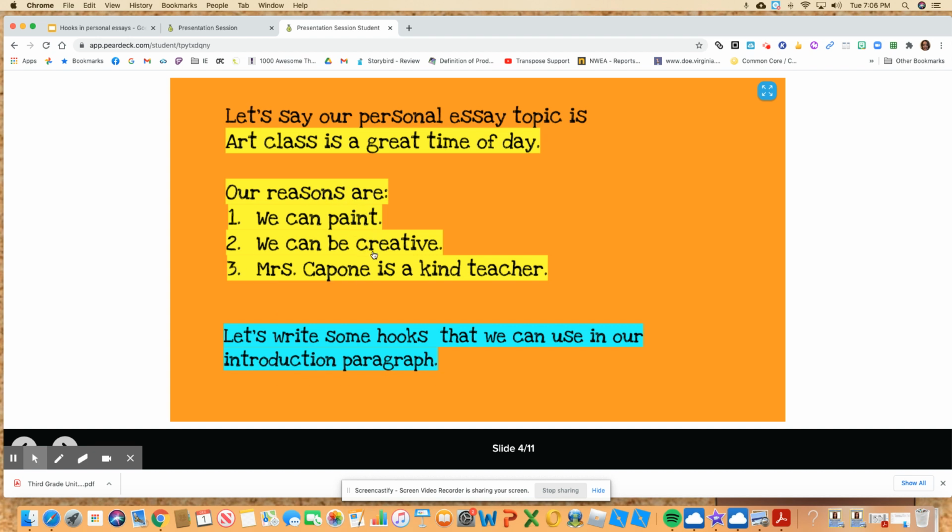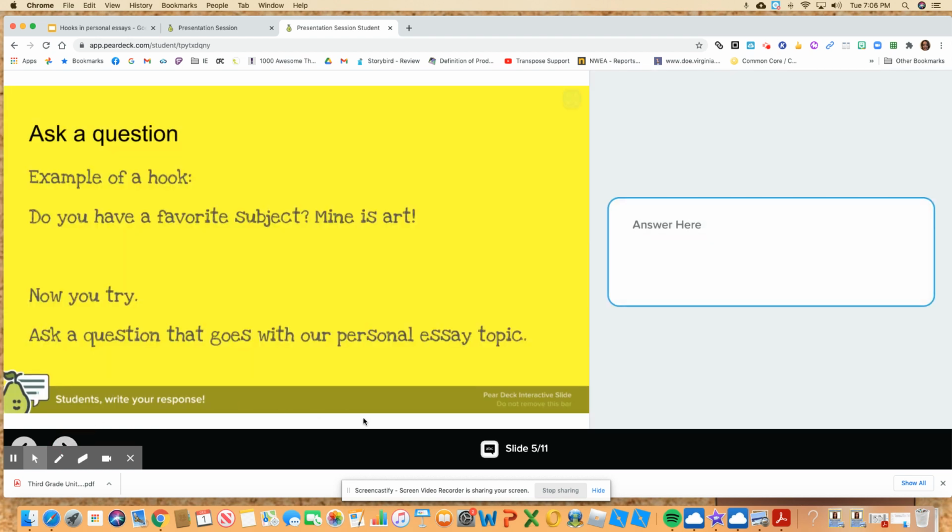So let's say our personal essay topic is about art class being a great time of day, and these are our reasons. Now we're going to think about different hooks that we can write for this topic. Okay, and here there's the cool part of Pear Deck that the students can actually practice right on the slide. And as the teacher, you can see what they wrote. So one example could be to ask a question, and then I created an example, and now they would have to come up with their own question and write it there.